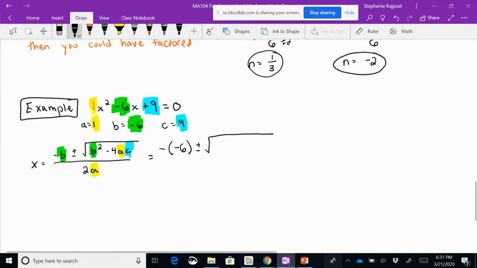We have a plus or minus. Now again, I need to put my values in parentheses. So if we have -6 squared, when you put it in your calculator, you need to include those parentheses, because when you square a negative, you get a positive out. That's really important. And then that's 4 times 1, and then times 9, and then 2 times 1.